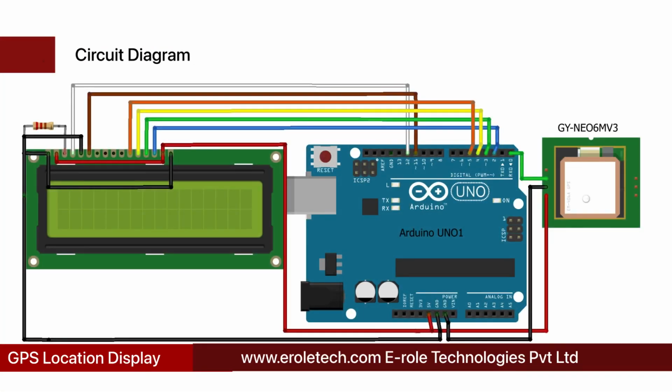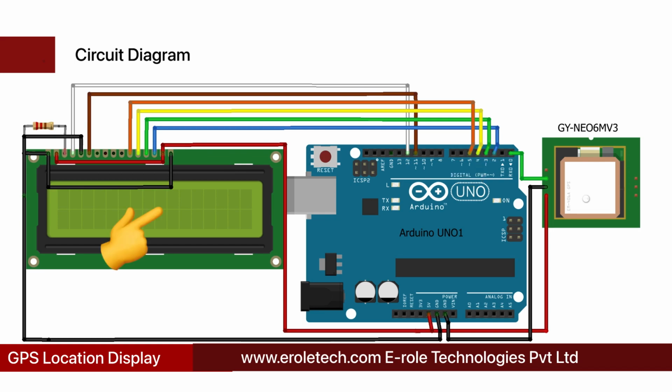Here is the connection diagram of this project. NEO6M GPS module has 3 main pins: VCC, ground, and TX. VCC pin is connected with the 5-volt pin of Arduino, and ground pin is connected with the ground pin of Arduino. TX pin will transmit the data to the Arduino, so it will be connected with the RX pin of Arduino.